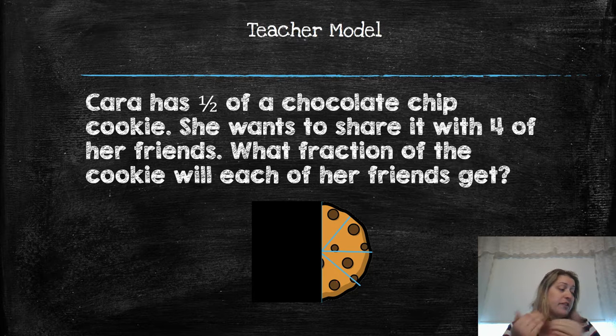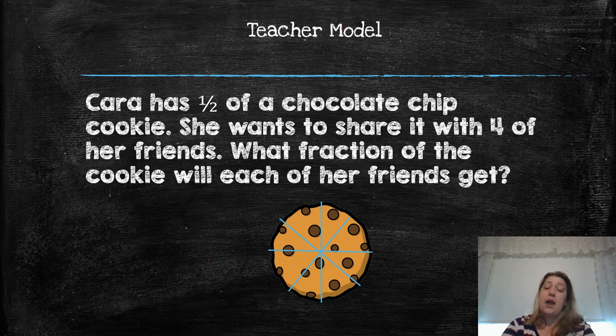So if it takes 4 of these pieces to make 1/2, it would take 8 of these pieces to make the whole. So if I had the whole cookie here, look at that. I actually had 8 of those pieces. So our answer isn't 1/4, but 1/2 divided by 4 actually equals 1/8 of a cookie. Okay?